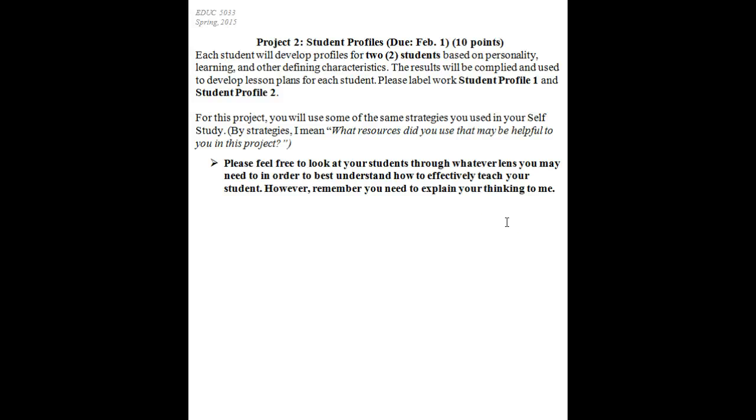For this assignment, which is Project 2, your student profiles, you will be looking closely at two different students and trying to get enough information on them so that you understand better how to teach that student. You may use some of the resources that you did in your self-study, or there may be other resources that you want to use. The goal for this is just what can you do to better understand these students so that you can plan effective lessons for them.